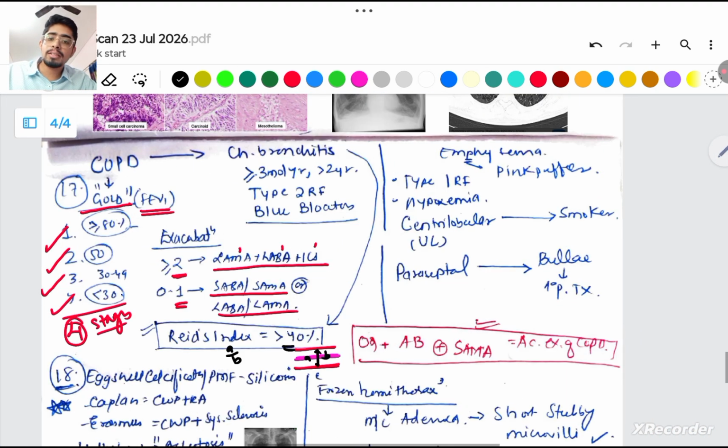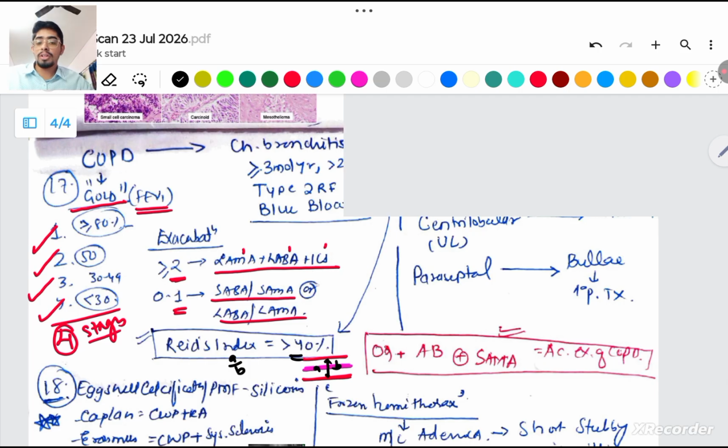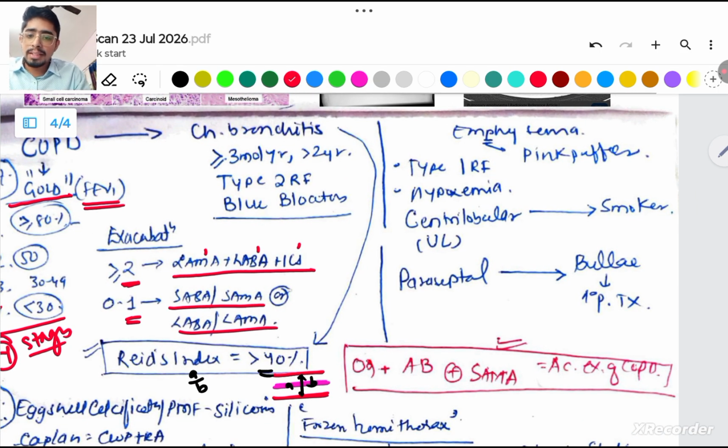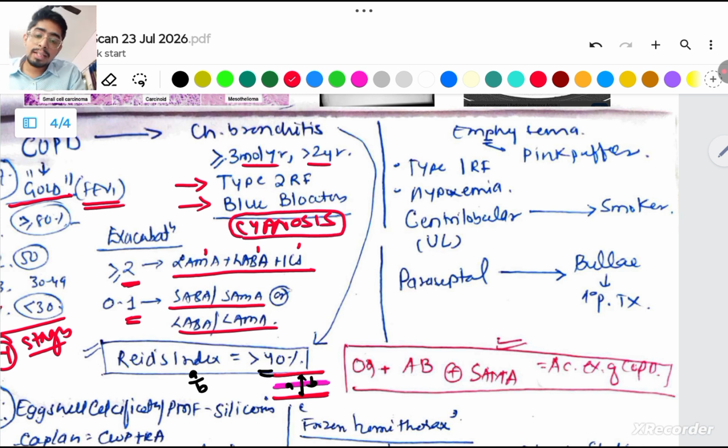Now, let's look at the differentiating features of chronic bronchitis and emphysema. Chronic bronchitis, what is the definition? You have to have a persistent cough for more than 3 months per year for more than 2 years. Okay? It is a type 2 respiratory failure. You will have to remember the blue bloaters, because there is cyanosis. Type 2 respiratory failure, if you remember, we saw that it is hypercapnia.